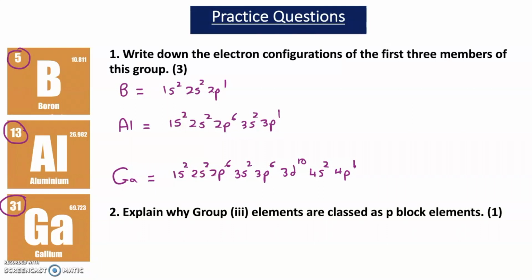Now, for question 2, you're asked to explain why Group 3 elements are classed as p-block elements. Now, this is because their outer electrons are in p orbitals. Notice that the last electron that we placed in an orbital was in a p orbital. Now, that's why they're classed as p-block elements, and if you got that, there's 1 mark.